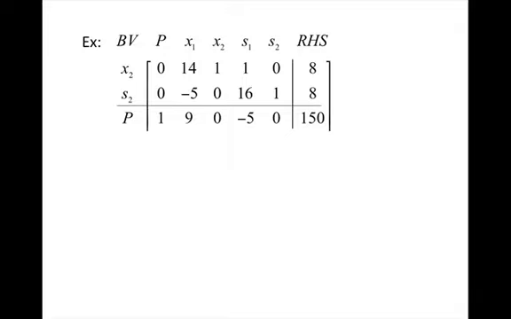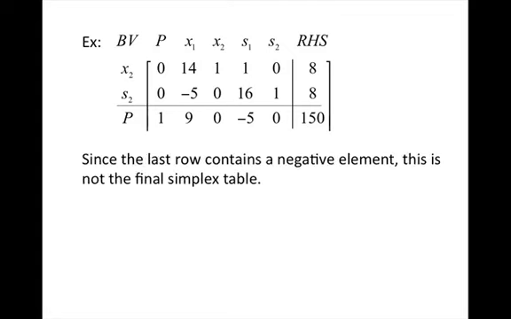Now look at the next example. If I look at my final row, I have 1, 9, 0, and negative 5. Since that final row contains a negative element, this is not the final simplex table. This table would require more pivoting to get to the final table.